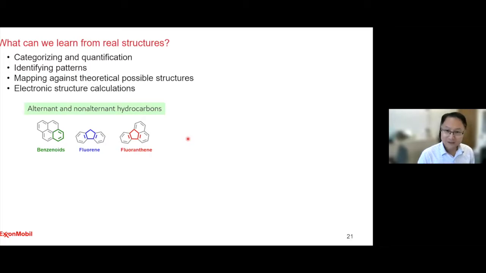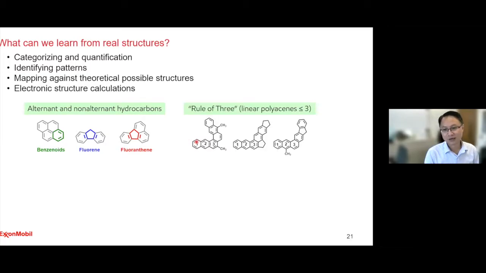And even for the 6-membered rings, there are different condensation patterns. For example, we found the linear rings always make a turn after reaching 3. We call it the rule of 3. This is because people know the Kekulé structure is more stable. So that shows the thermodynamic stability of these kinds of structures.